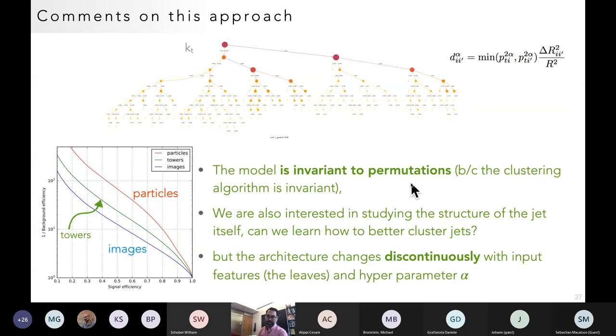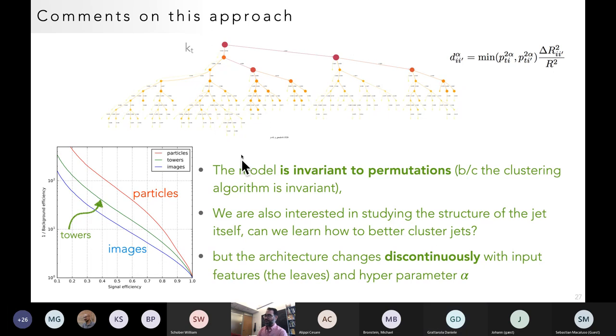Okay, so now some other comments about this approach. It is invariant to permutations. If I took all the leaves and permuted them, you might think it would be totally different. The thing is, I'm not going to keep the same architecture. The architecture is permutation equivariant. If I permute the inputs and run my algorithm again, I'll get a new tree out, and the tree will look like the permutation of the original tree. So this architecture is permutation equivariant.